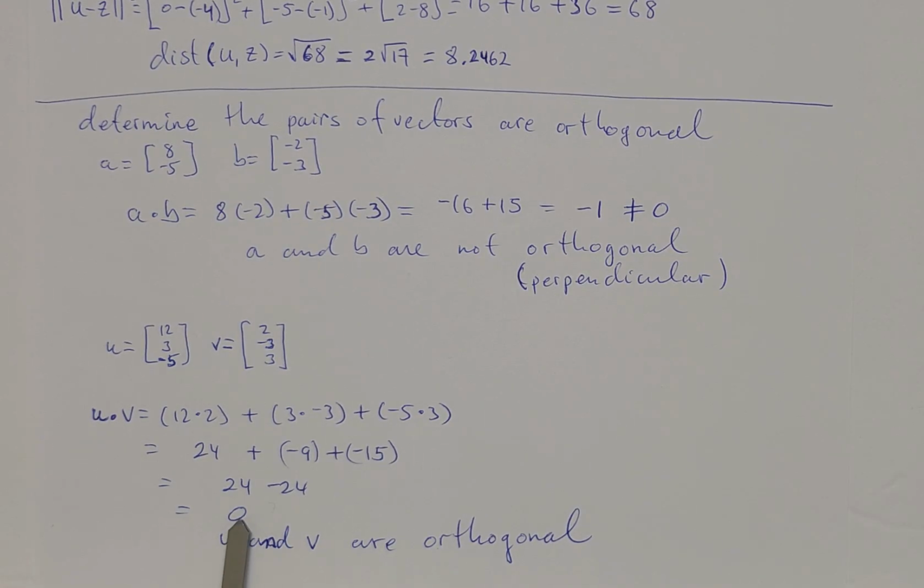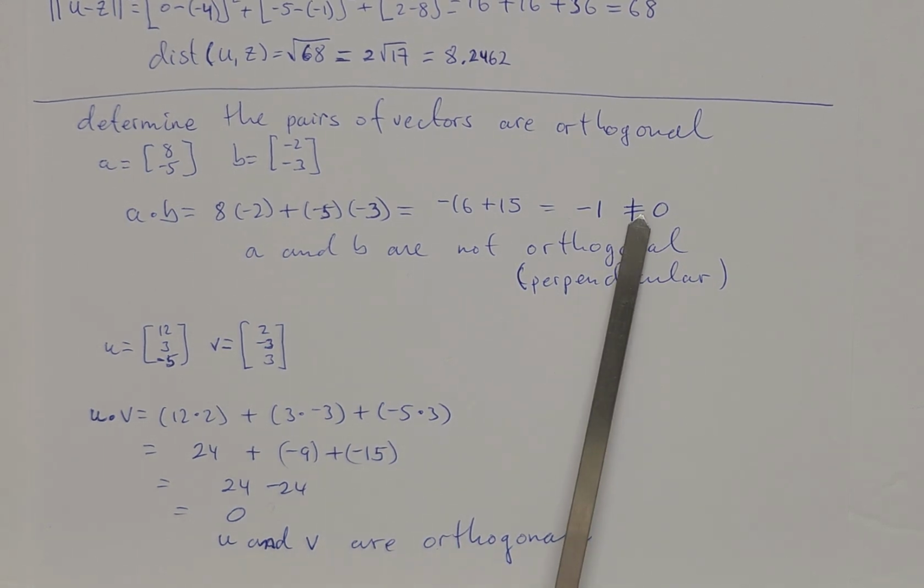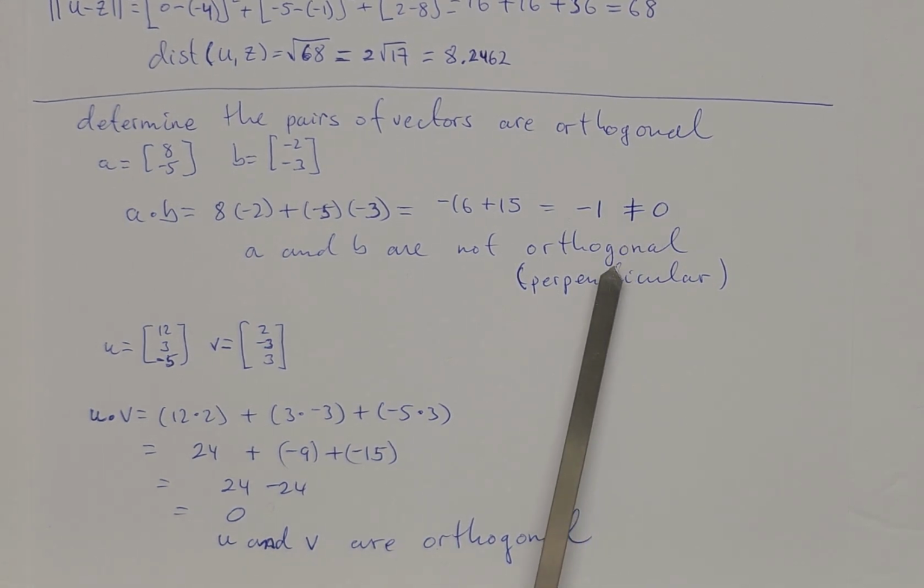If it's not 0, then it is not orthogonal. Just like up here, since it is not 0, then it is not orthogonal. If it is 0, then it is orthogonal. So be very careful. One more time, if it's equal to 0, then it is orthogonal. If it doesn't equal 0, then it is not orthogonal. Okay?